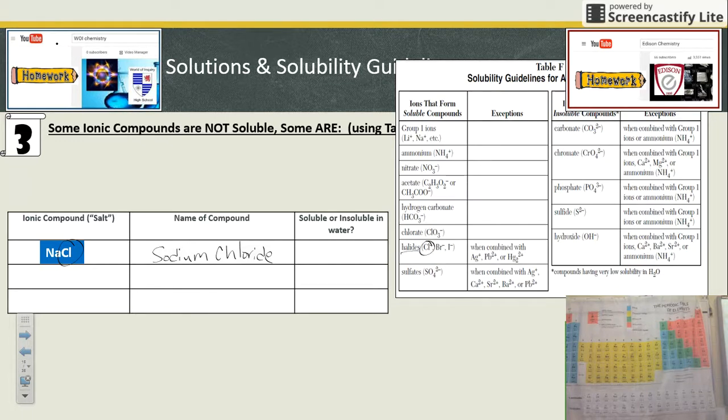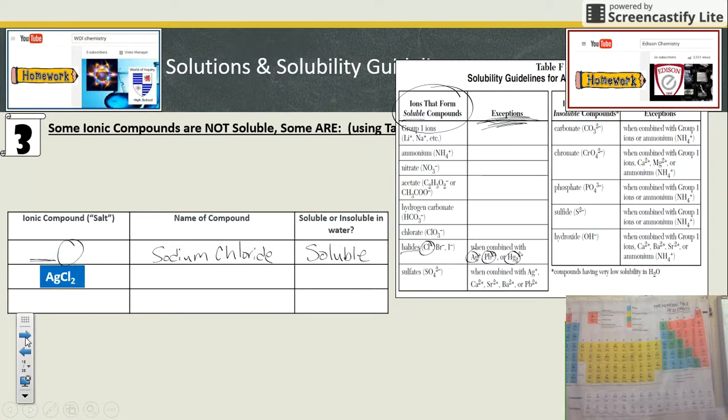It's a halide. Then you read to the column heading. It says that halides are soluble, but there's exceptions, and the exceptions apply to the first element in the compound. If that first element is Ag, Pb, or Hg, it would not be soluble, but it's not. In this case, NaCl is not an exception, so we would say this is soluble. It does dissolve in water.